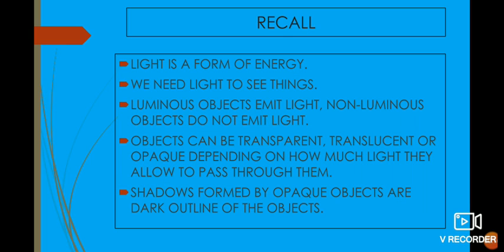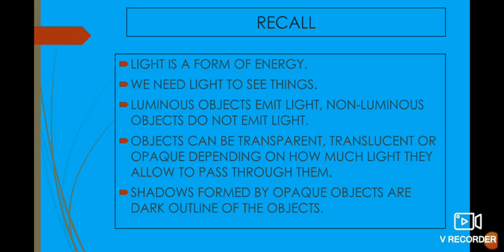We learned that light is a form of energy. We need light to see things. It is essential that light is present in order to see things. In a dark room, we cannot see. Luminous objects are objects that emit light or give out light. Non-luminous objects are objects that do not emit light.